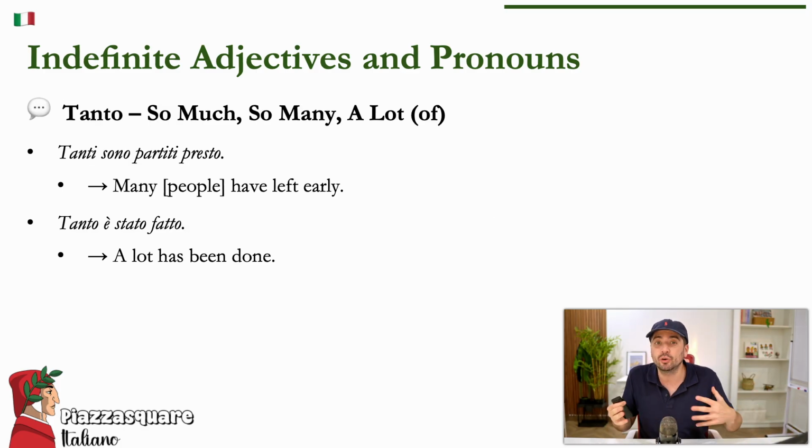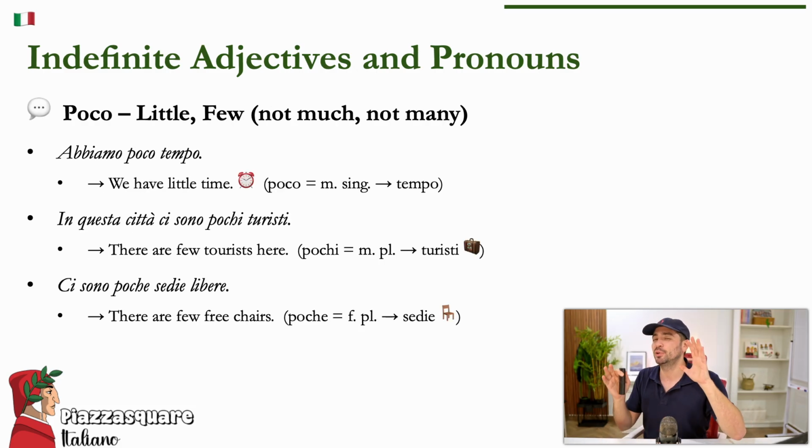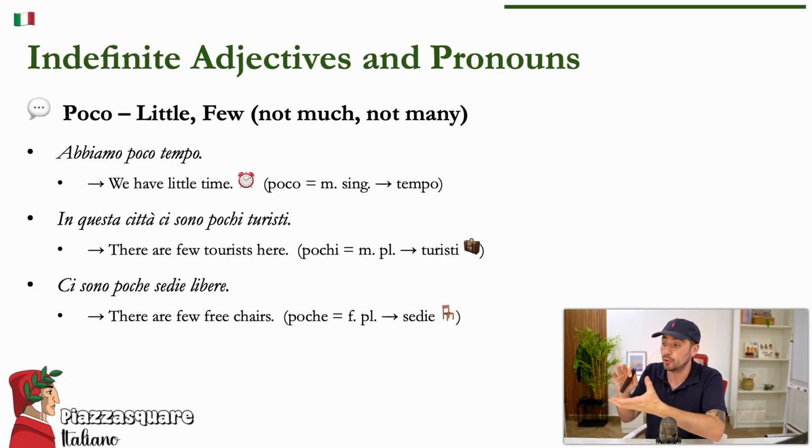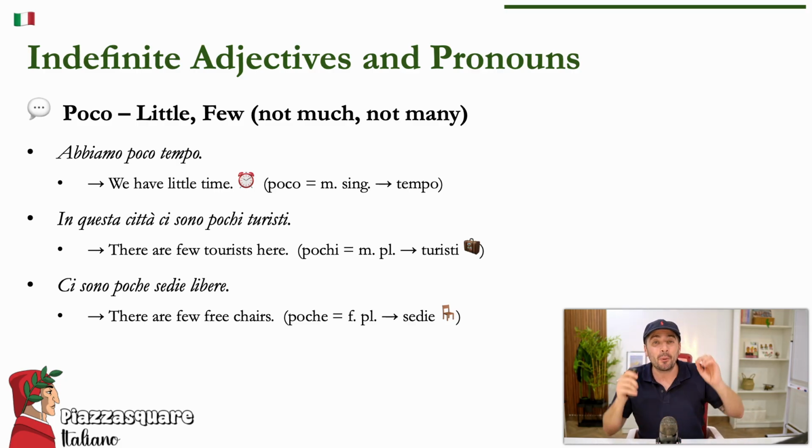Just like molto, tanto can be used as a pronoun on its own. Tanti sono partiti presto. Many people have left early. Or tanto è stato fatto. A lot has been done. Let's see some examples with poco. Abbiamo poco tempo. We have little time, not much time. In questa città ci sono pochi turisti. In this city there are a few tourists. Ci sono poche sedie libere. There are a few free chairs available.